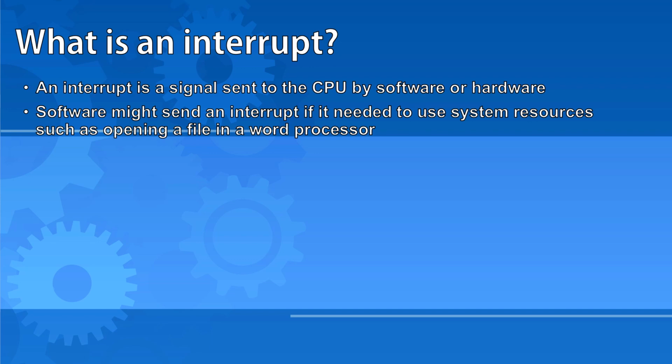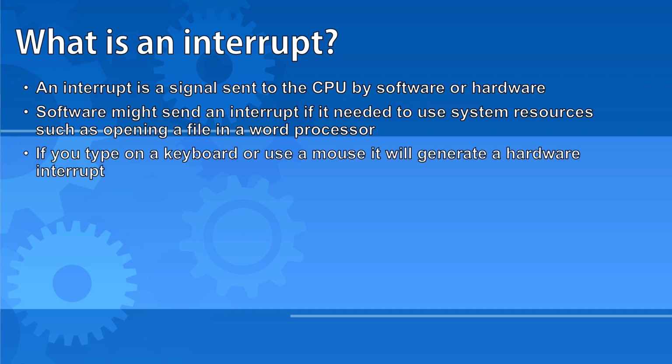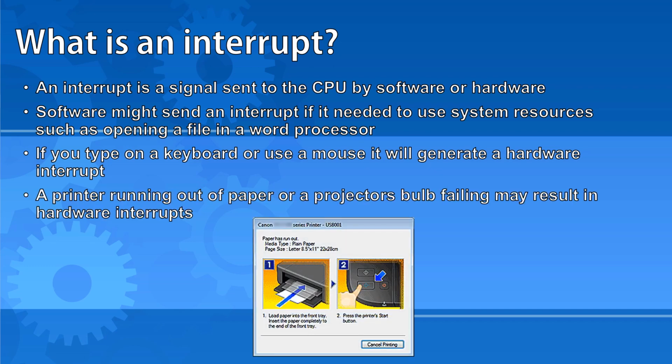If you type on a keyboard or use a mouse, it will generate a hardware interrupt in order to deal with your input. Other hardware interrupts include things like a printer running out of paper or a projector's bulb failing, which may result in messages being sent back to the user and displayed on the screen.